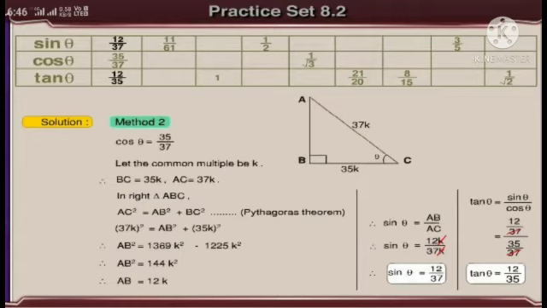So students, in this way you have to fill all the boxes.